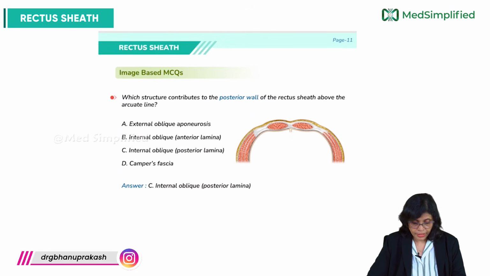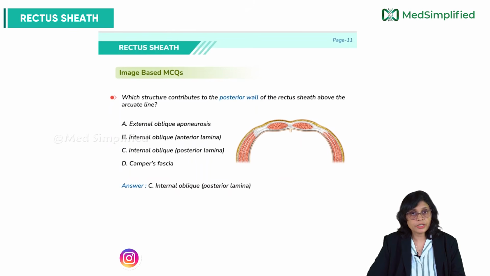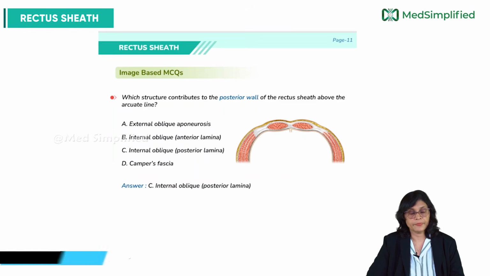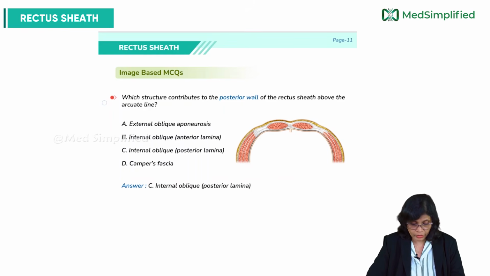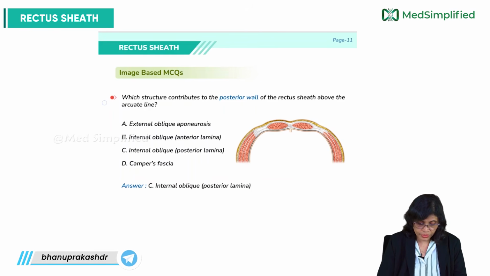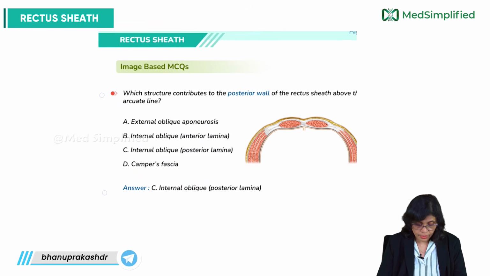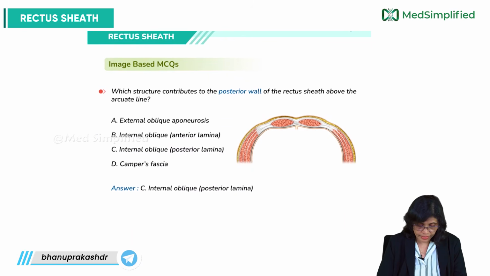So coming to the image based MCQs, which structure contributes to the posterior wall of rectus sheath above the arcuate line? Now above the arcuate line, the posterior wall is formed by the posterior lamina of internal oblique and the aponeurosis of transverse abdominis. So looking at the choices, the most accurate choice would be C1, internal oblique posterior lamina.